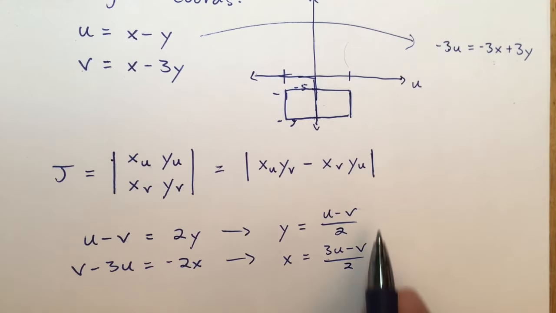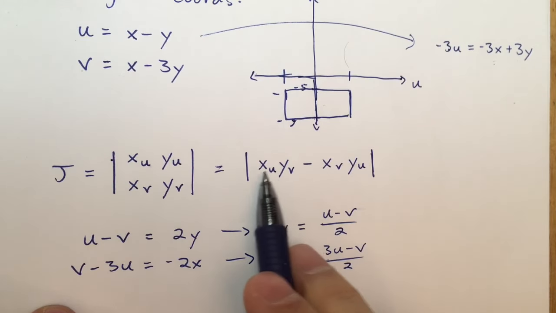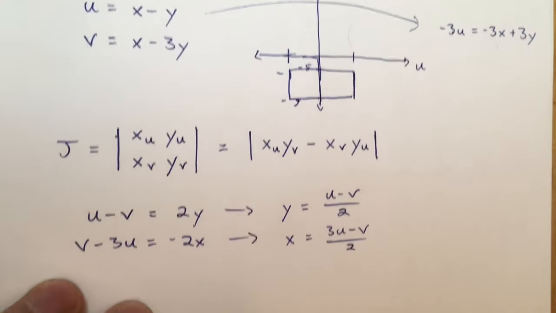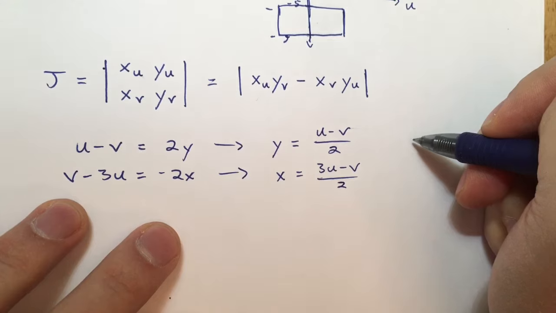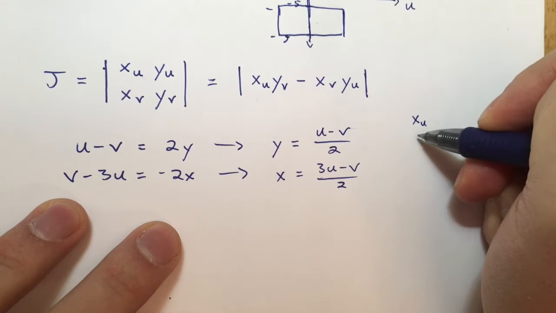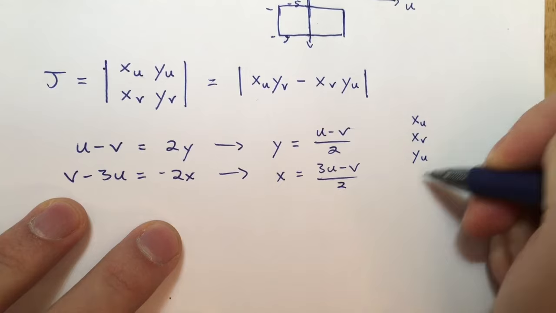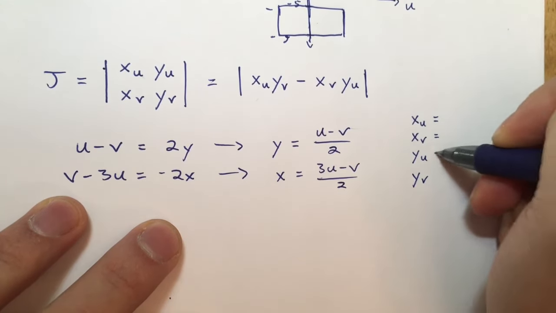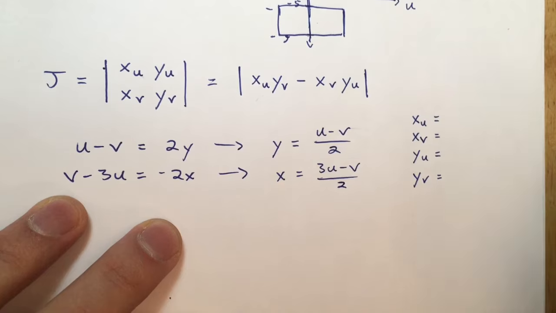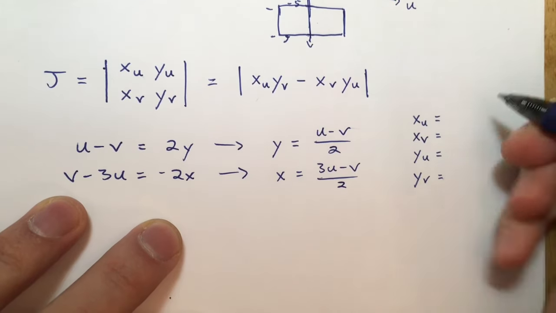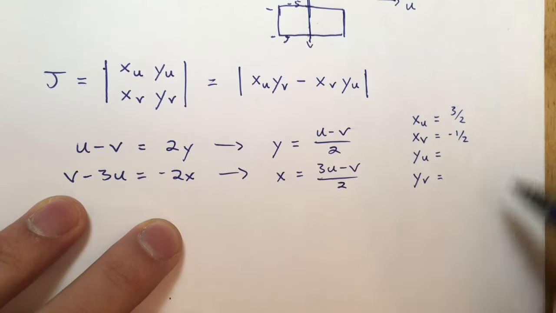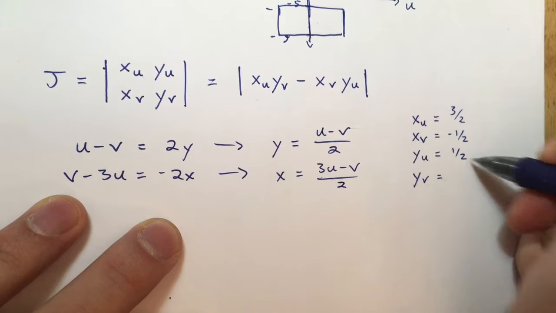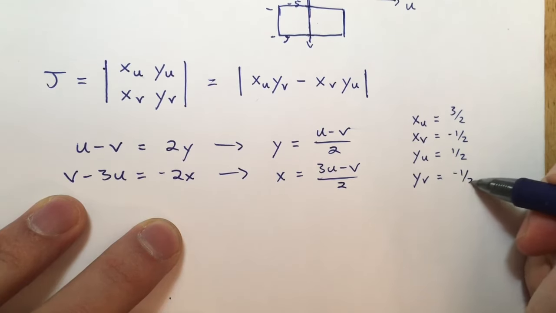Okay, so I've solved for x and y. So now I can compute the partial derivatives. Let's go ahead and do that over here. I need to compute xu, xv, yu, and yv. I've got to compute all of these. Okay, xu, that's 3 halves. Well, xv, that's negative 1/2. Yu, that's 1/2. Yv, negative 1/2.